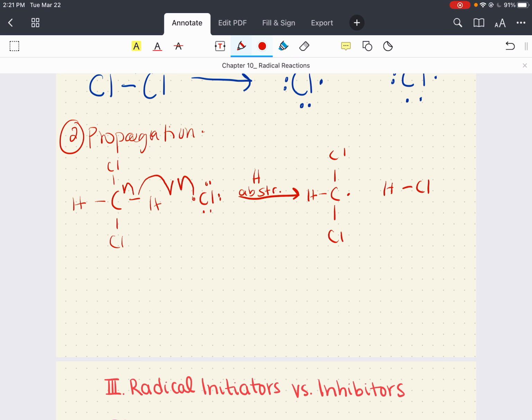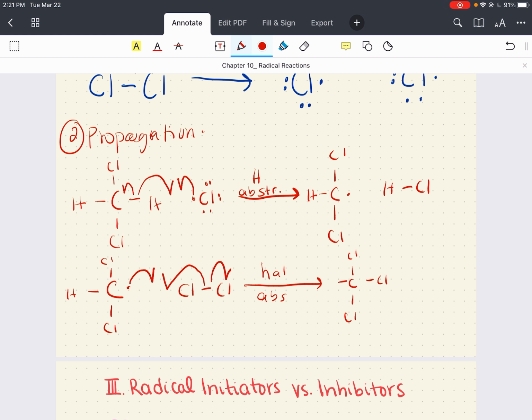The next step is halogen abstraction. So we take this radical that we formed in our last step, and it can react with Cl2 that we had to begin with. Now, this electron from the carbon and a single electron from the chlorine-chlorine bond are going to form a new bond between this carbon and chlorine, and this last electron from the bond gets left behind to the chlorine. This is halogen abstraction. What we get is our chloroform and a chlorine radical.